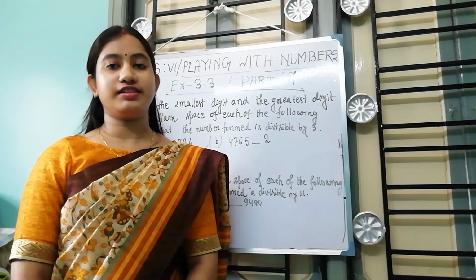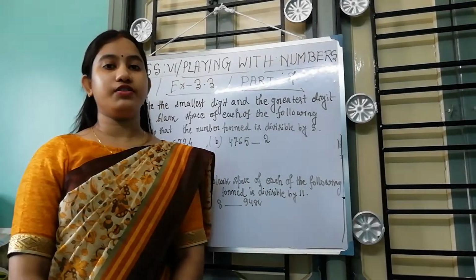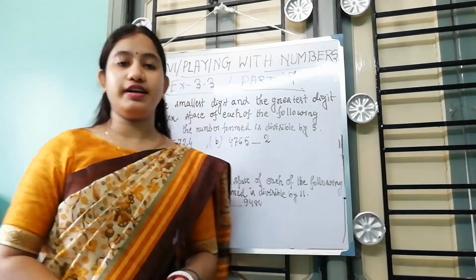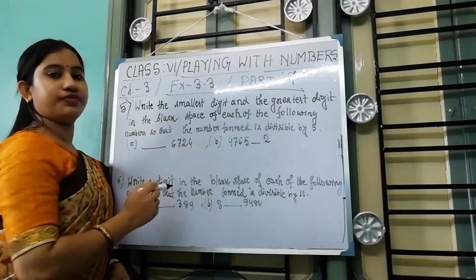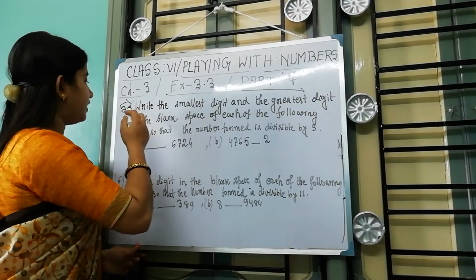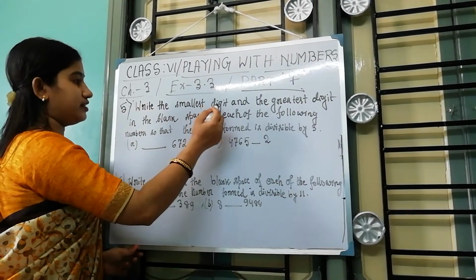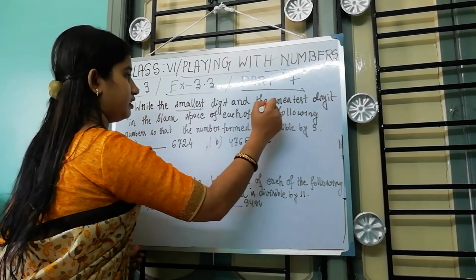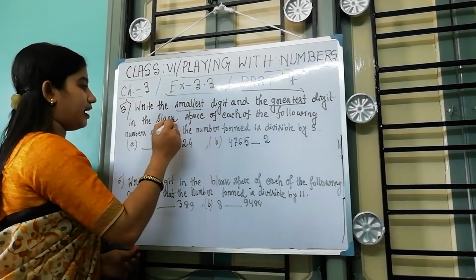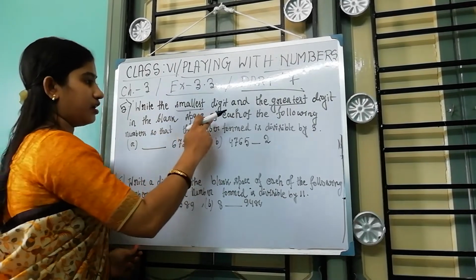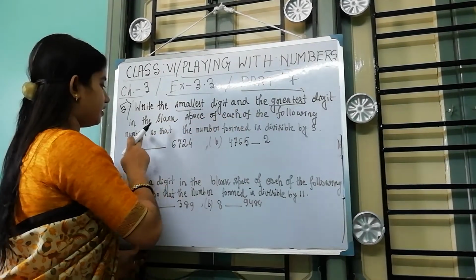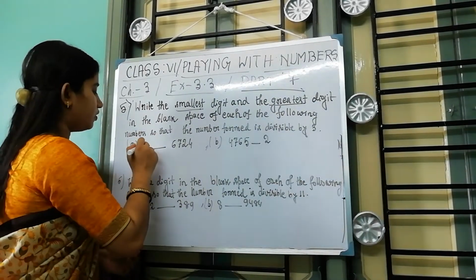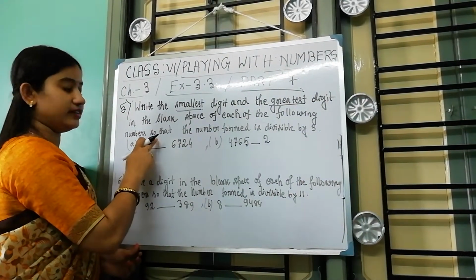This is your mathematics class and today I will continue this chapter 3, exercise number 3.3. So today I will start from number 5, part 7. Here it says write the smallest digit and the greatest digit in the blank space of each of the following numbers so that the number formed is divisible by 3. So we put a digit in this blank place.